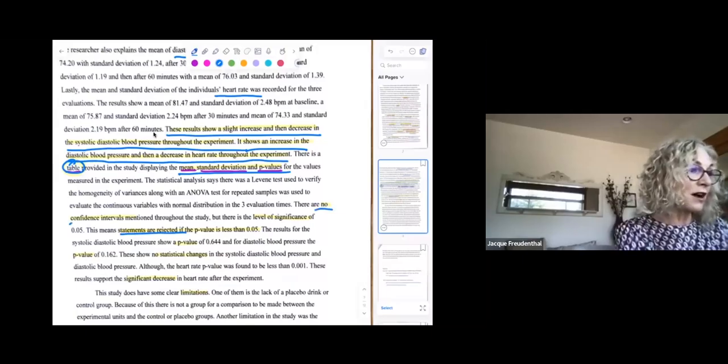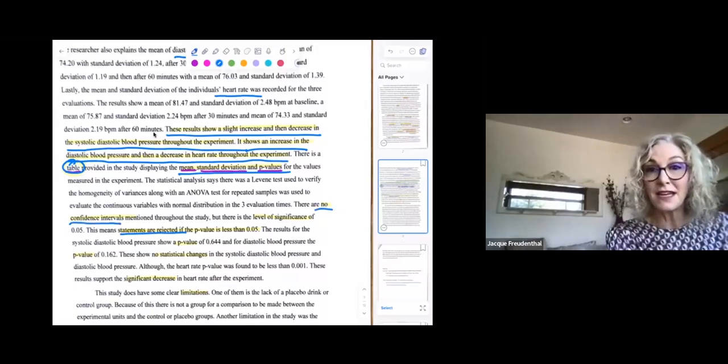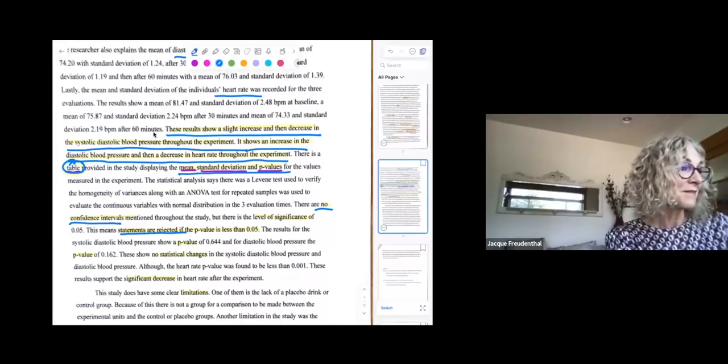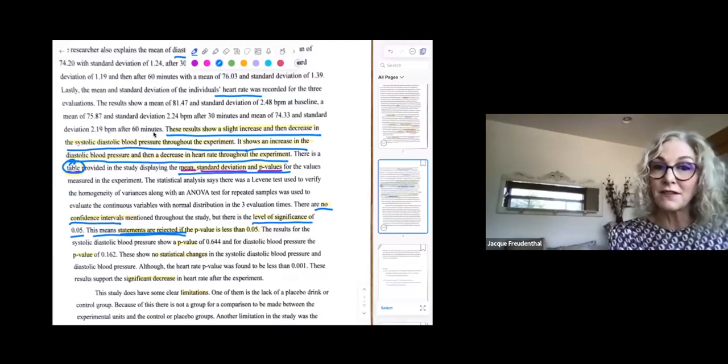There's an indication that there's no confidence intervals. So sometimes you don't have confidence intervals in your study. So I would definitely make sure that you don't put the X on that cover sheet if there's no confidence intervals in your study. It says, but there is a level of significance of 0.05. This means the statements are rejected if the p-value is less than 0.05.